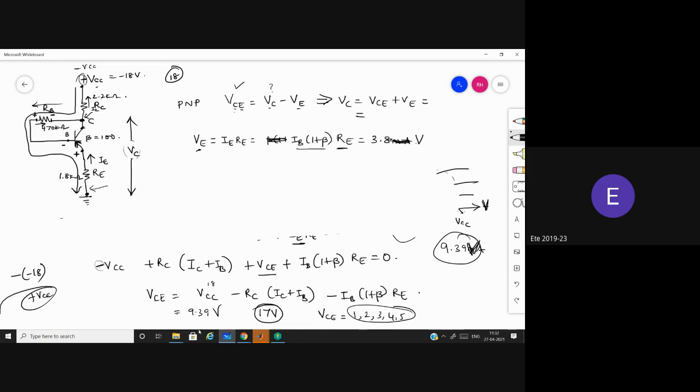So VCE we have got, it is 9.39, and VE is 3.8. So add this and that, and you'll be getting your VC. Sir, IB into 1 plus beta is approximately equal to 2.16 milliamps. See, that 2.16 is almost equal to IC. That's why we tell IE is almost equal to IC.